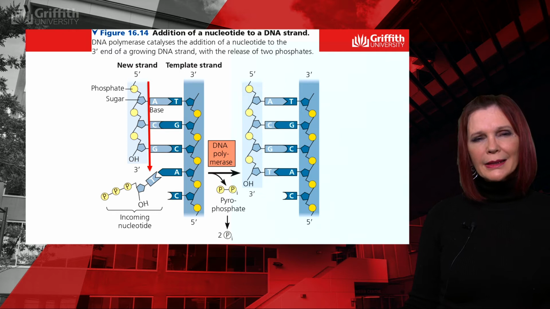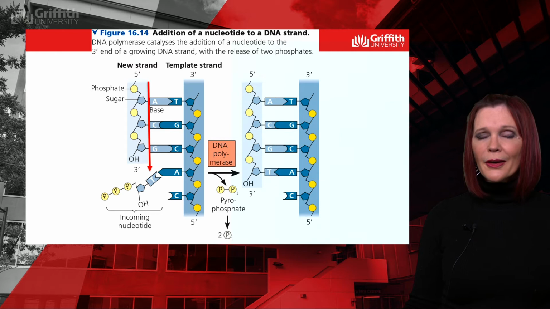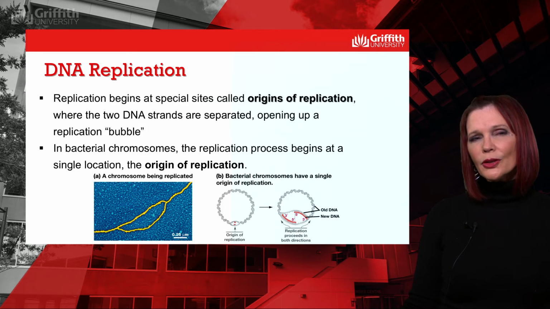DNA polymerase catalyzes the addition of nucleotides like this by releasing two phosphates. This way, DNA polymerase adds nucleotides in the 5' to 3' direction, and the daughter molecule grows as indicated by the red arrow. Replication occurs during the S phase of the cell cycle.